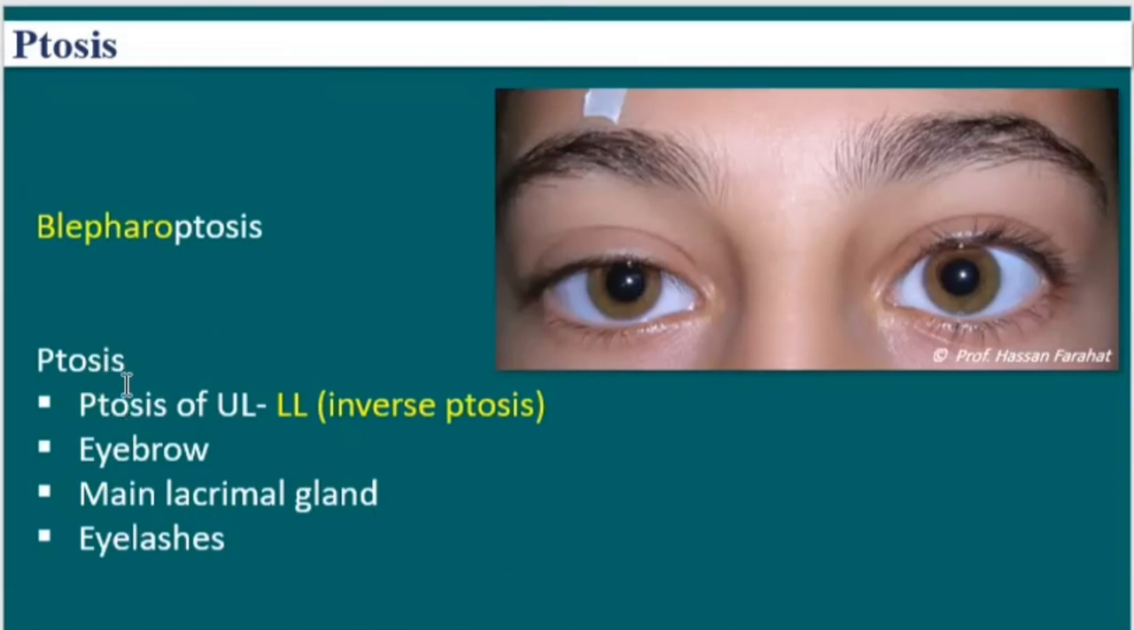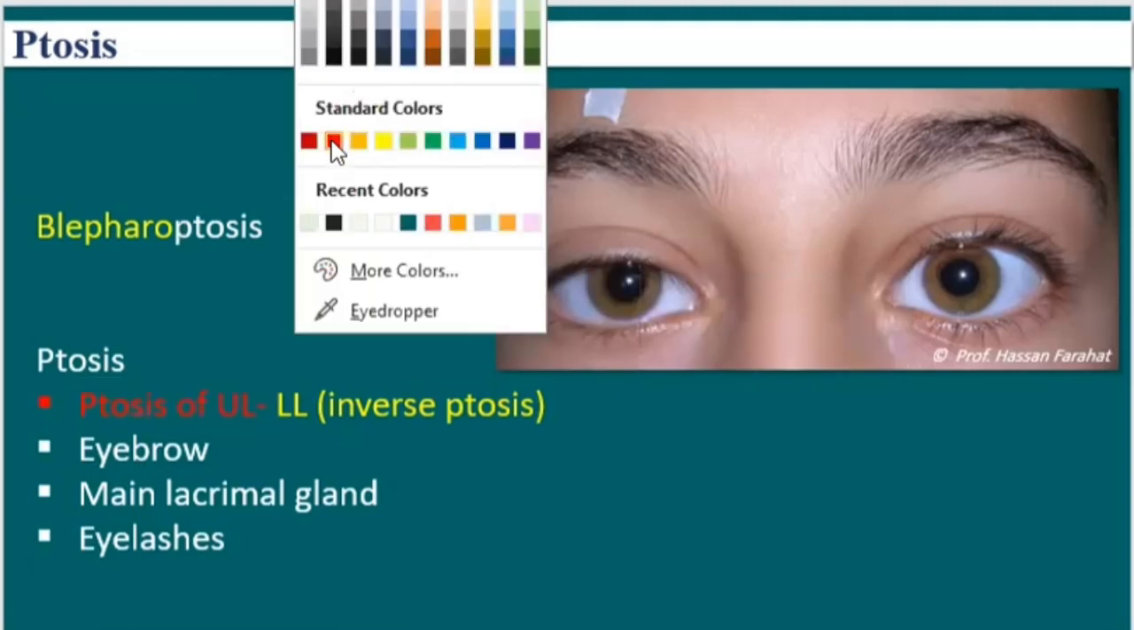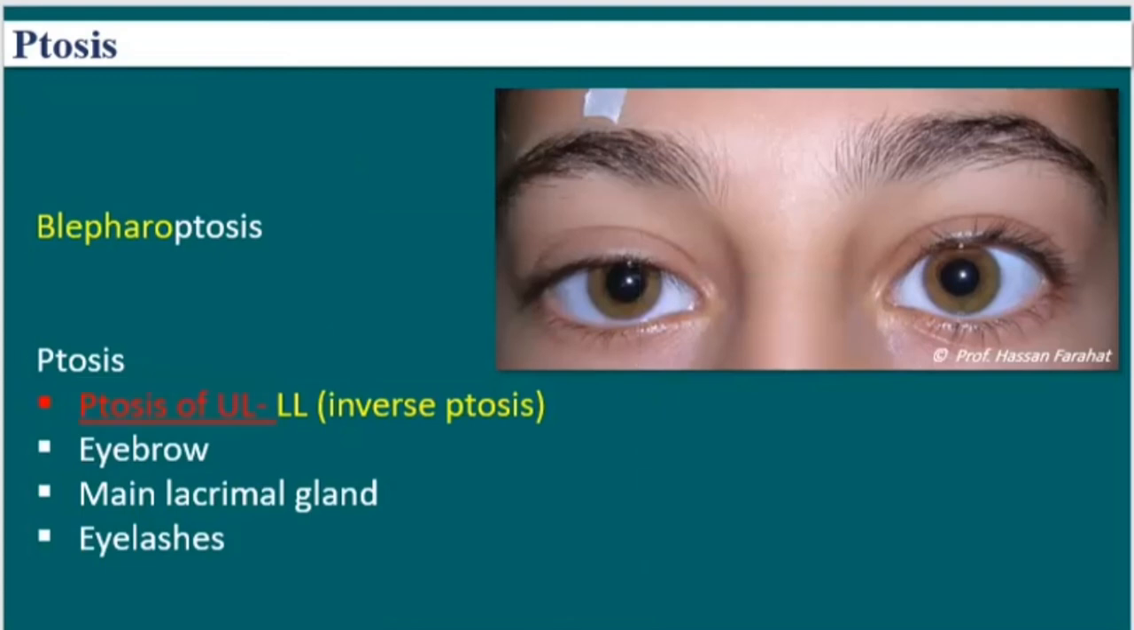So ptosis is actually not specific, but for short and for saving time, whenever we say ptosis, we mean ptosis of the upper eyelid. Whenever we say ptosis in our practice during teaching, we mean ptosis of the upper eyelid. So the next question: what's the definition of ptosis or blepharoptosis? Drooping of the upper eyelid from its normal position. Can you say the spelling of drooping?